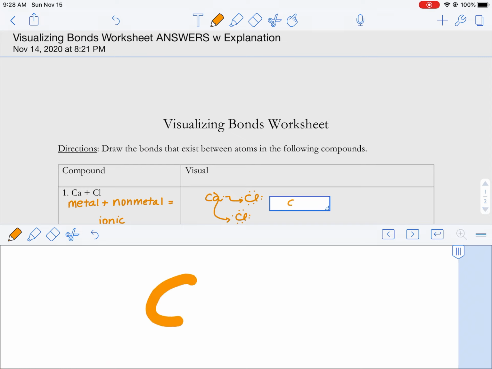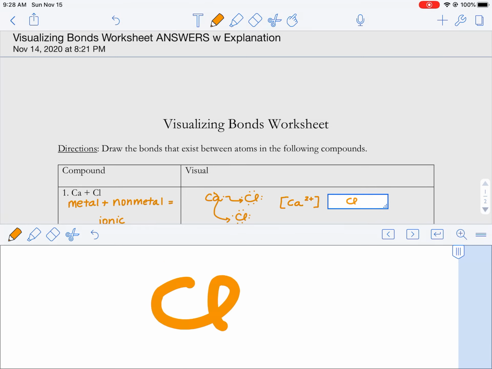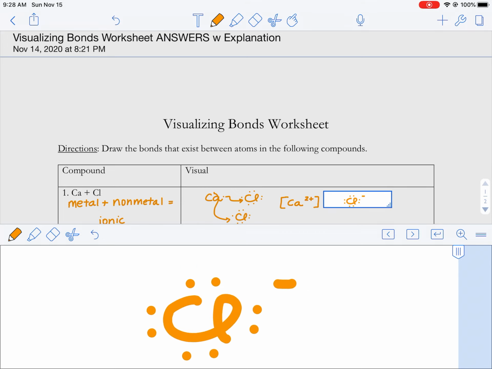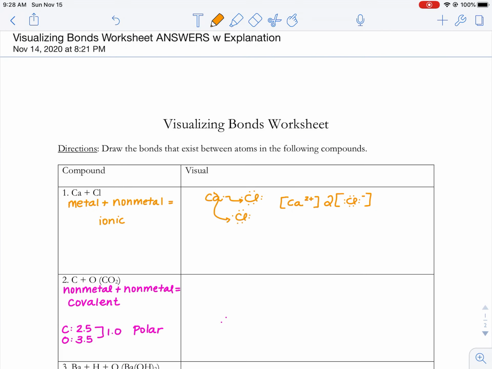And then I show the resulting ions. Calcium has lost its electrons. It lost 2 of them, so its charge is 2+, no dots around it, show it in brackets. The chlorine has gained an electron and now has 8 dots around it, so its charge is -1. Put brackets around it because it's an ion, and I needed 2 of those chlorine puzzle pieces in order to satisfy the calcium.